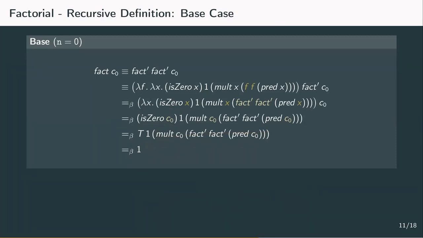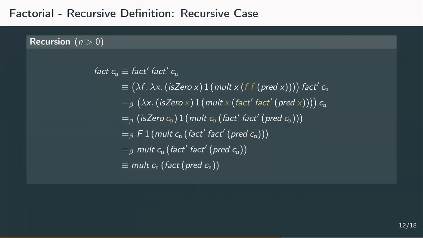We have to compute the factorial of a Church numeral n greater than 0. So we apply factorial to Cn. This time, the term should reduce to n times the factorial of its predecessor. After reducing the f and x redexes, we arrive at the fourth line. We get is0 of Cn applied to 1 and the recursive case. This time is0 n reduces to false since n is not 0, and we get a second input which is the multiplication of n with fact prime applied to fact prime and the predecessor of n.